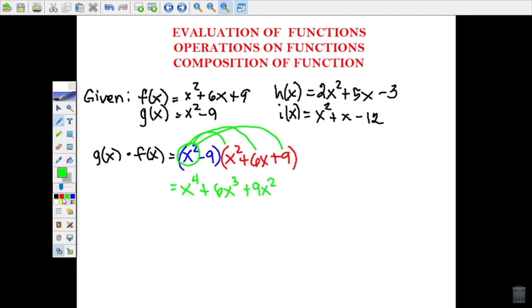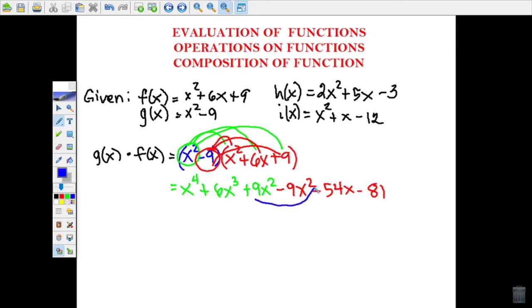So this time, okay, i-distribute naman si negative 9. Negative 9 times this is negative 9x squared. Negative 9 times 6x is negative 54x. Then negative 9 times 9 yung nasa dulo is negative 81. So again, after that, i-combine mo na.